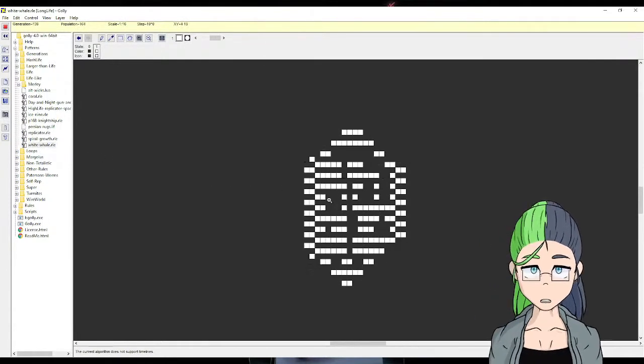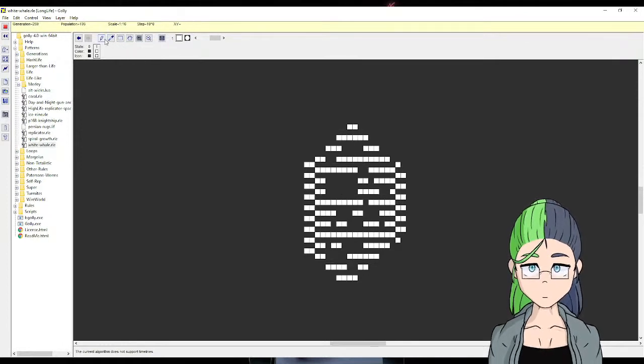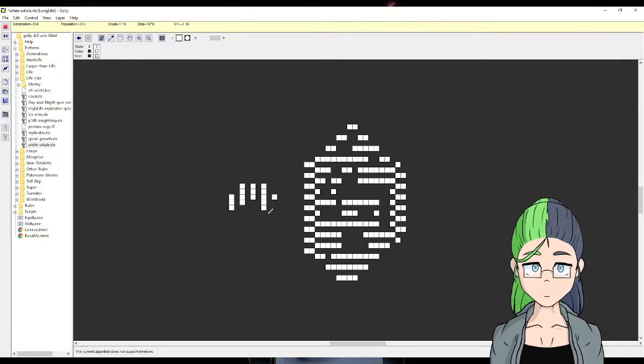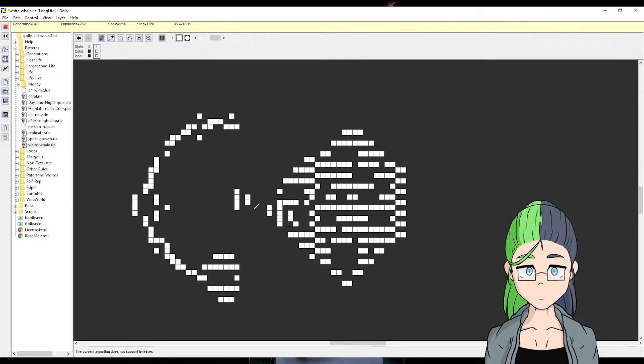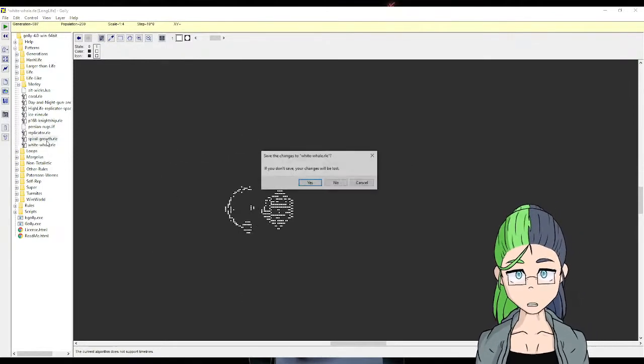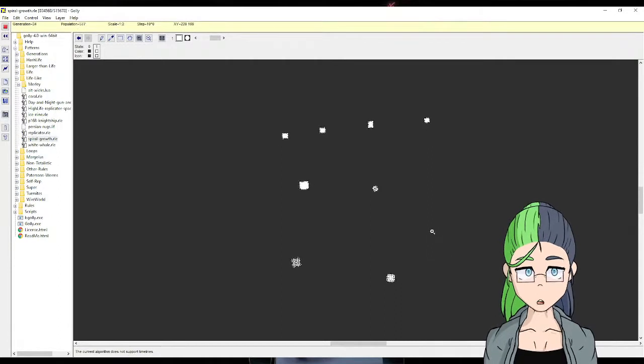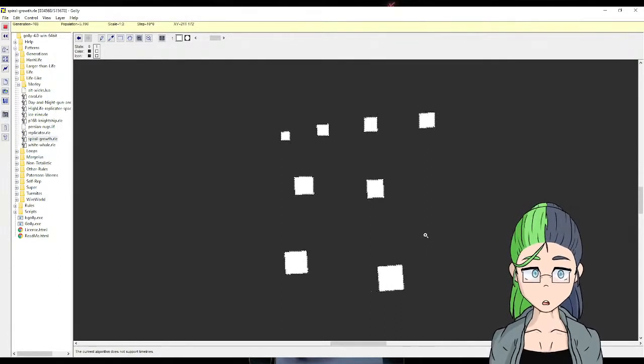This one's called White Whale. I don't really get why it's called that, but okay. Interesting. Spiral growth. Look at them go.